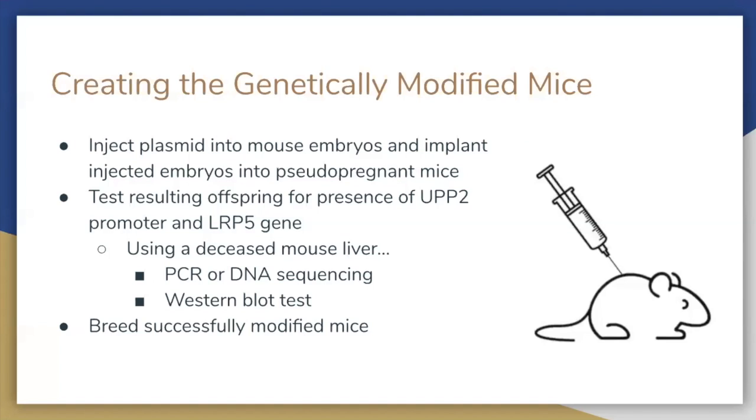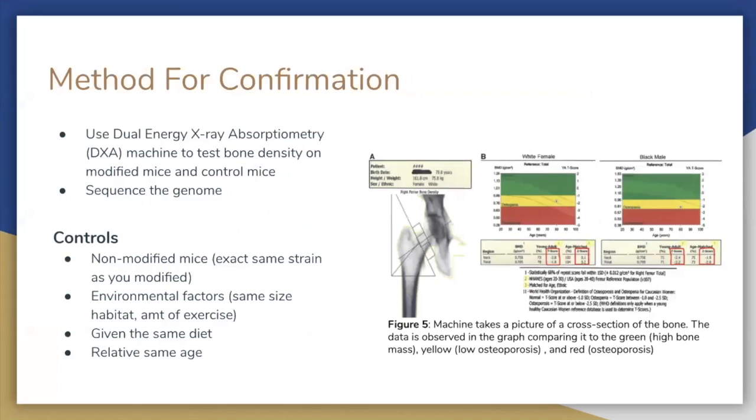To create these genetically modified mice, we will inject the plasmid into mouse embryos and then implant the injected embryos into pseudo-pregnant mice. We will then test resulting offspring for the presence of the up2 promoter and LRP5 gene. Using a deceased mouse liver, we will use either PCR or DNA sequencing and the Western blot test to test for success, and then breed successfully modified mice to create more.